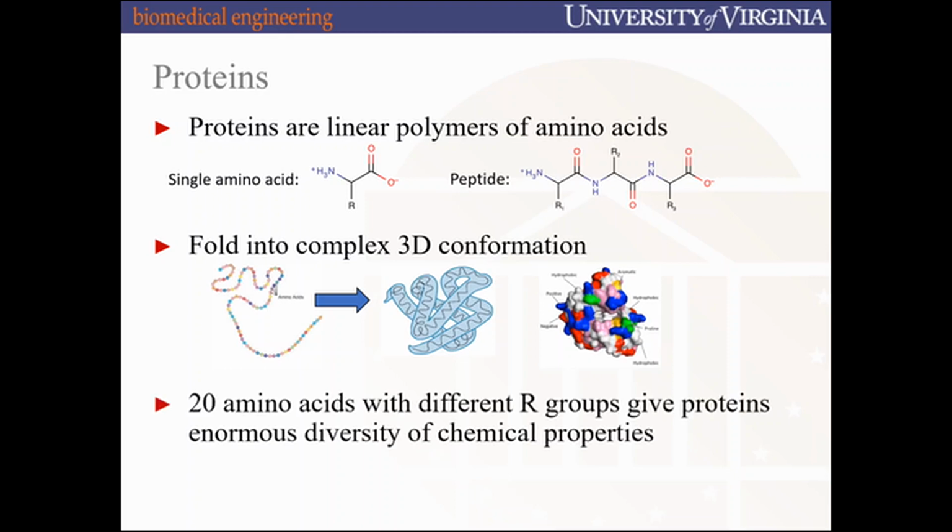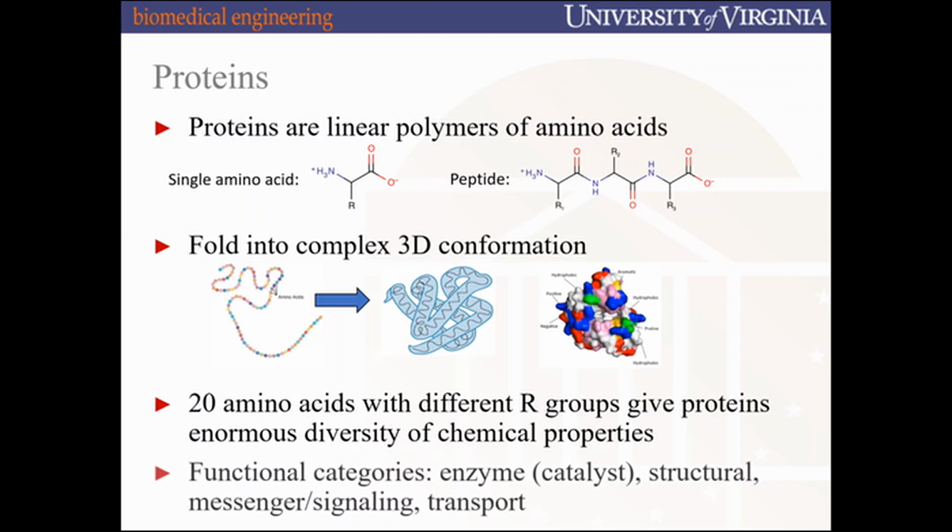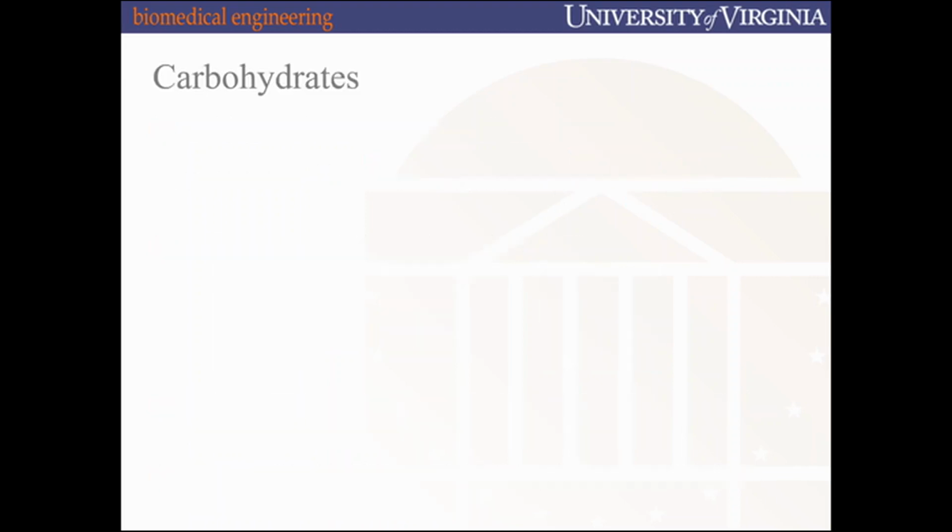Like I said earlier, there are 20 standard amino acids which have R groups with very different chemical properties. Using these building blocks in different combinations gives us a huge variety of proteins that serve different functions in the cell, including enzymes, structural proteins, cell signaling proteins, and transporters, just to name a few. In my opinion, these are the real MVPs of the cell, and we'll talk about them a lot more in our next lecture on Thursday.